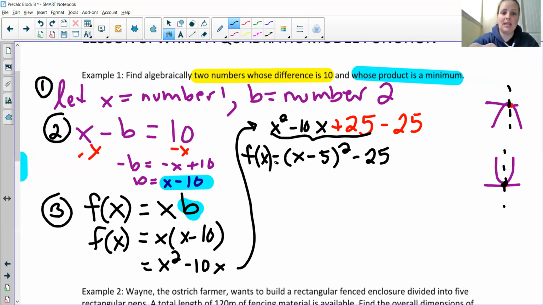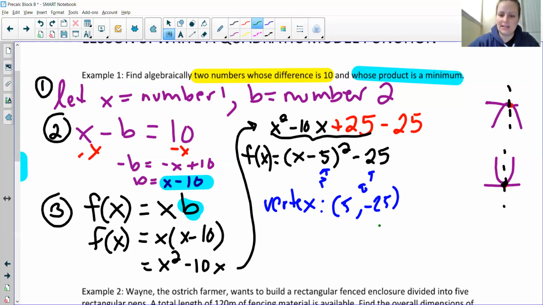And this tells me that the vertex occurs when, remember this is our p-value and this is our q-value. So our vertex is at the point (5, negative 25). This is the minimum product that can be made, and this is the value of x at that minimum. So we have found that x is going to equal 5. That's one of the numbers.